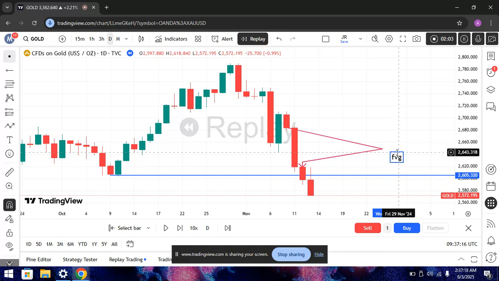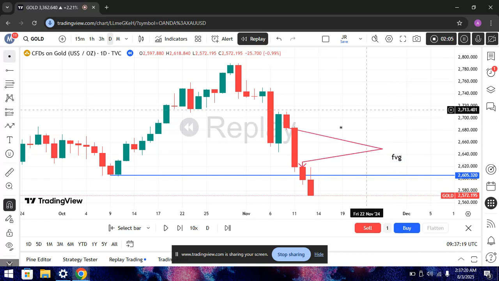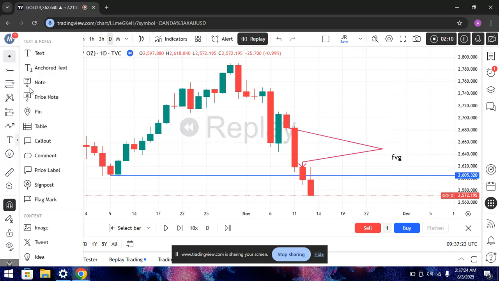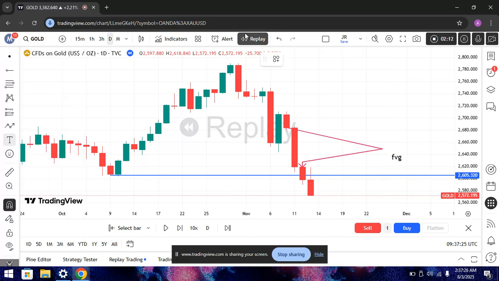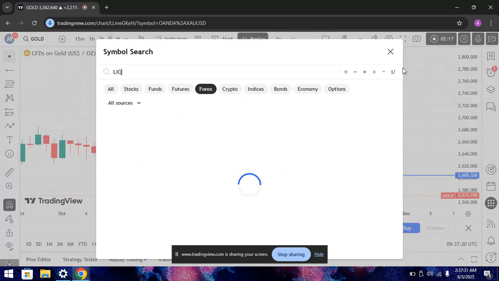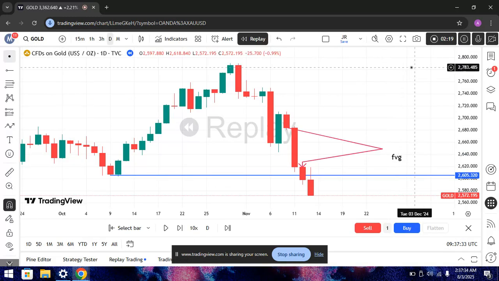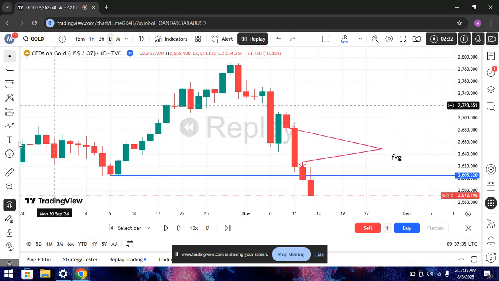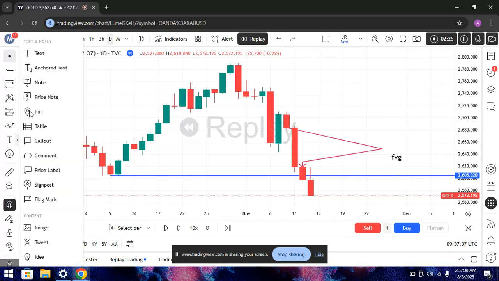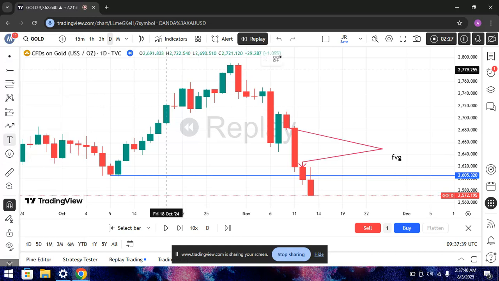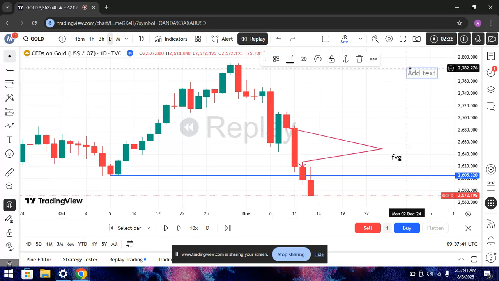Now, the first confluence we can take off: immediately you're trying to enter a trade, make sure that you write down your confluences, as this will help you. Firstly, I've got my liquidity here. I type liquidity, so I can take liquidity off. We've taken out that low.